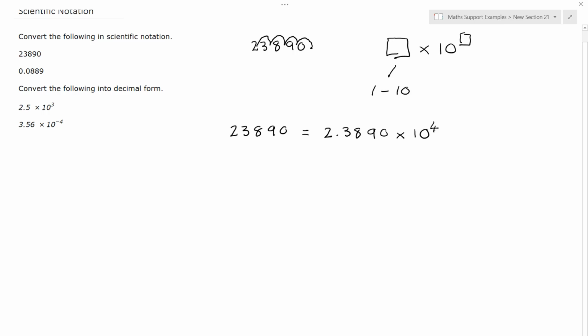So 23,890 can be written as 2.3890 times 10 to the 4.